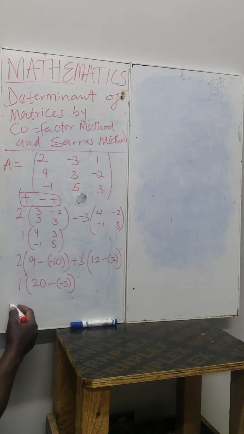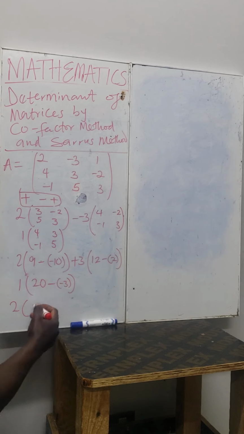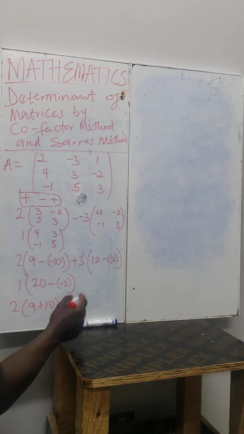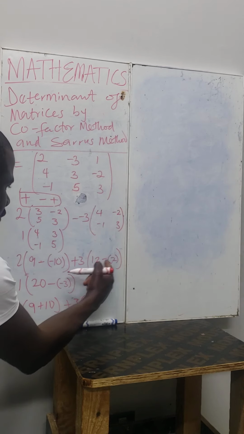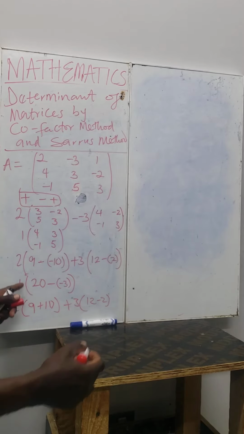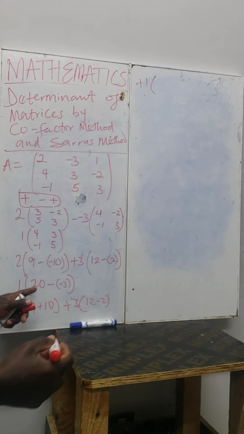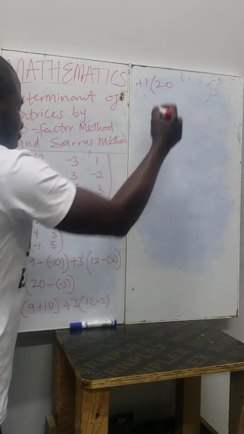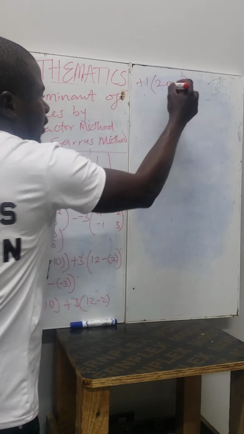We go on and say we have 2, 9 minus 10. That is 9 plus 10. Then plus 3, this is 12 minus 2. Then plus 1, this is 20. Minus 3 is plus 3. Don't forget. Take note of that.